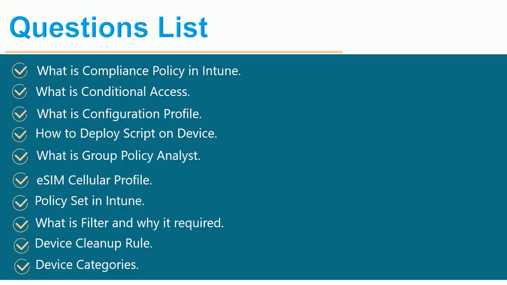So now here is the question list we'll be covering in this video. What is compliance policy in Intune, what is conditional access, what is configuration profile, how to deploy a script on the device, what is group policy analytics, eSIM cellular profile, policy set in Intune, filters, device cleanup, and the category. So let's get started.